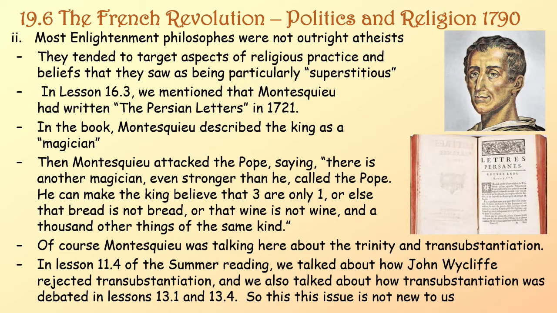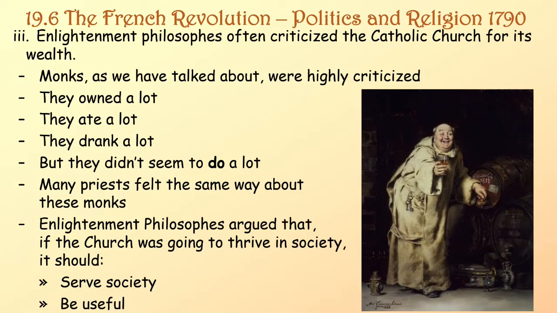And in Lesson 11.4 of the summer reading, we talked about how John Wycliffe rejected transubstantiation, and we also talked about how transubstantiation was debated in Lessons 13.1 and 13.4. So this issue is not new to us. Enlightenment philosophers often criticize the Catholic Church for its wealth. Monks, as we have talked about, were highly criticized. They owned a lot, they ate a lot, they drank a lot, but they didn't seem to do a lot. And many priests felt the same way about these monks.